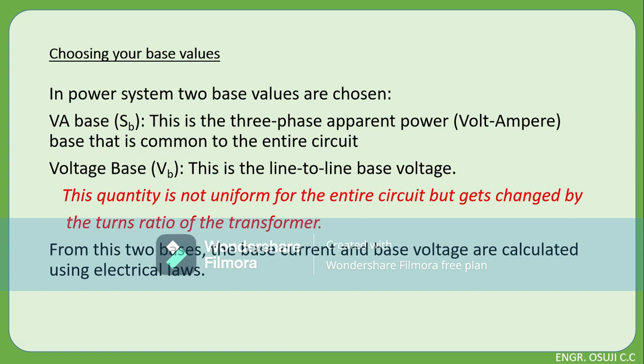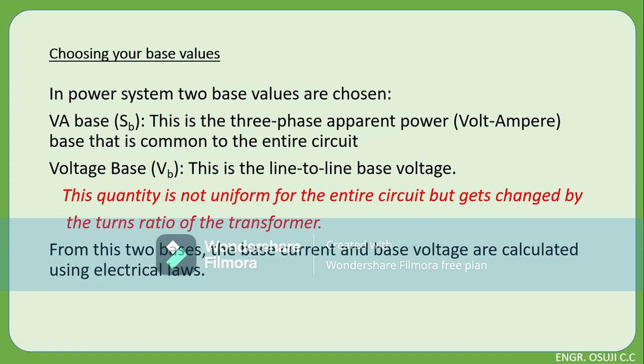So you can see that if we choose a base voltage of 200 on the primary side, the base voltage will change on the secondary side to what? To 400, because we are considering 1:2. But if we are considering a transformer that is 2:1, and we choose the base voltage of 200 on the primary, on the secondary it is going to be 100 volts. So you can see with the transformer the base voltage continues to vary.